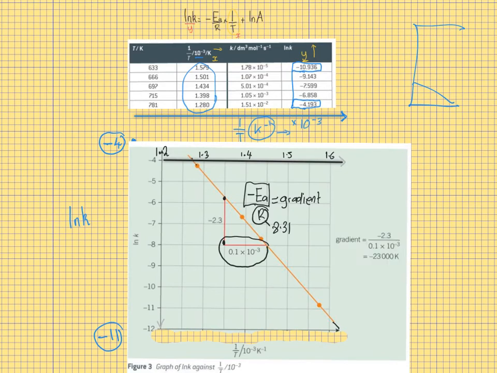So here we can see that the gradient is ln k, which is the y-axis, divided by the 1 over temperature, and the units, incredibly, come out to Kelvin. That is the gradient, because if this has no units, and that's 1 over K, then the units of the gradient are in Kelvin. So how can we now use that to find our value of the activation energy?